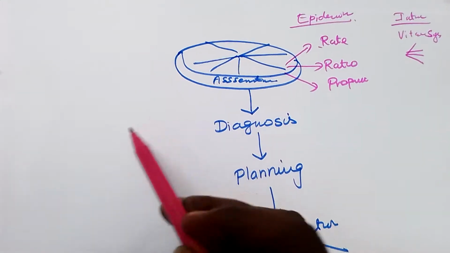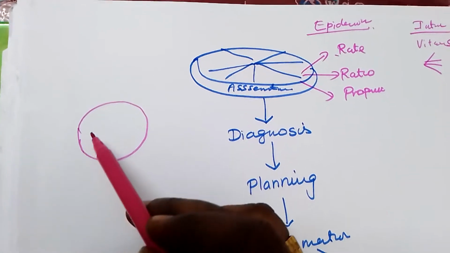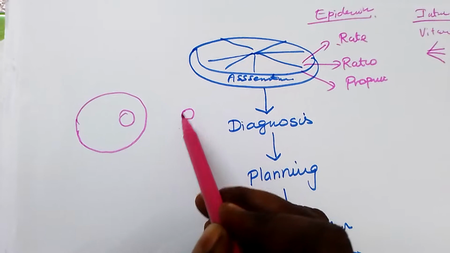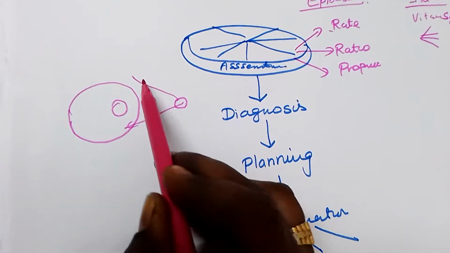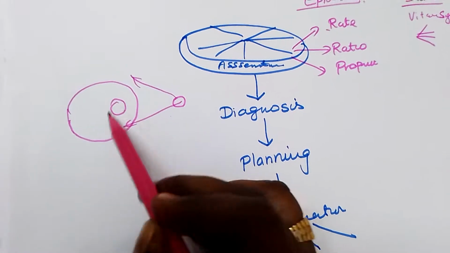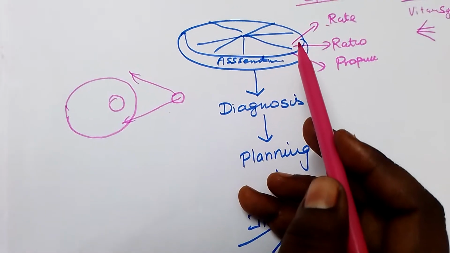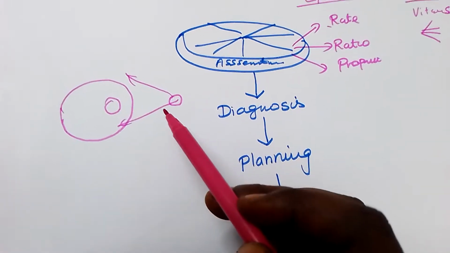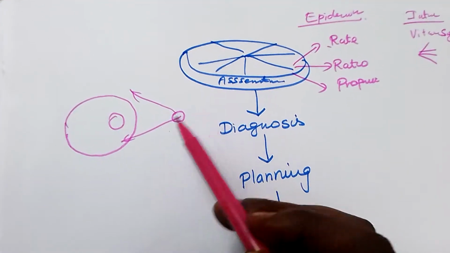The epidemiologist will assess this way: if this is the community, they will take a proportion of the population and study it, and this population will reflect the total health of the whole community or the country. So it is a very important aspect of studying epidemiology in community health nursing. There is one unit you will be studying, called epidemiology of community health.